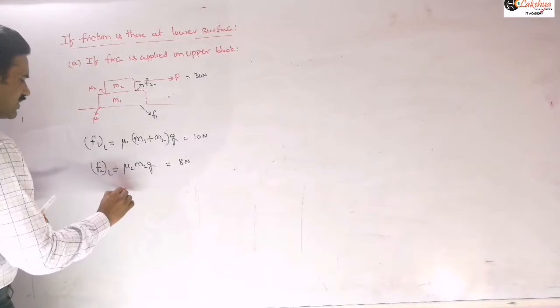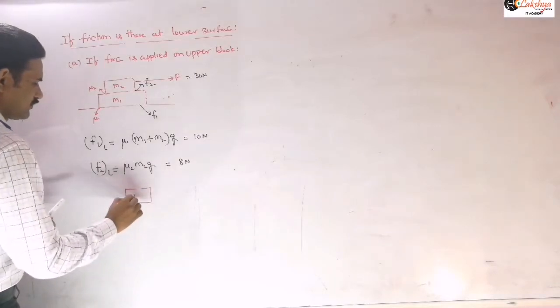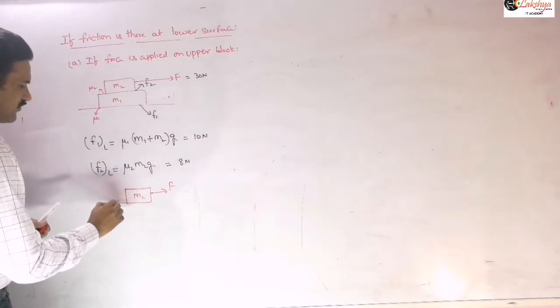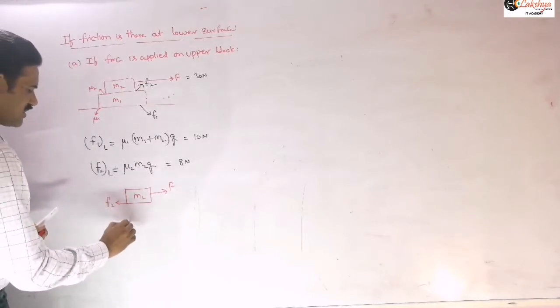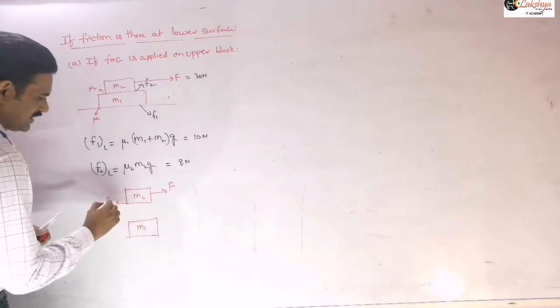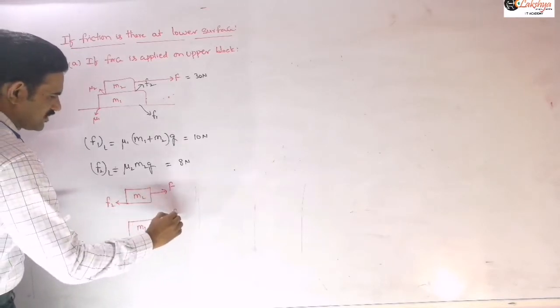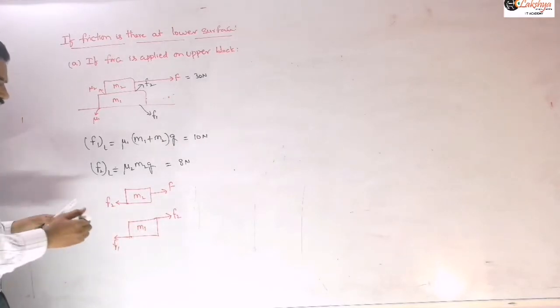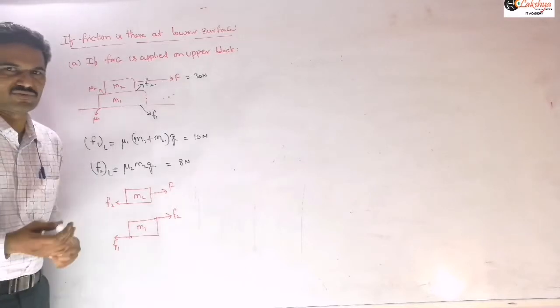diagram of this M1 and M2, this is M2 and applied force F will be there, and the frictional force F2 will be there along this direction, and this is M1. This F2 will act in this direction here, and F1 will be there along this direction, right? So these are the directions of this frictional force, right?